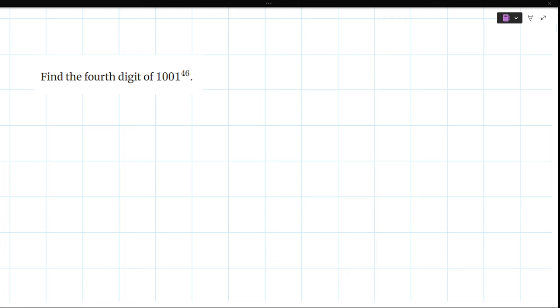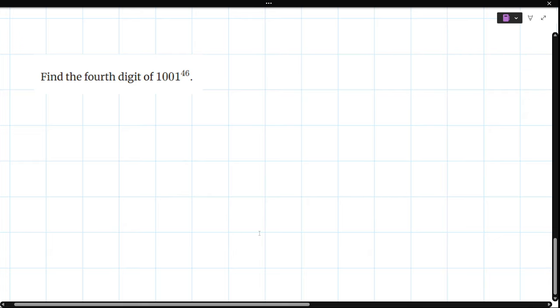Today I'll be doing more maths and I'll be engaging with a very simple trivial maths problem. Find the fourth digit of 1001 to the 46.